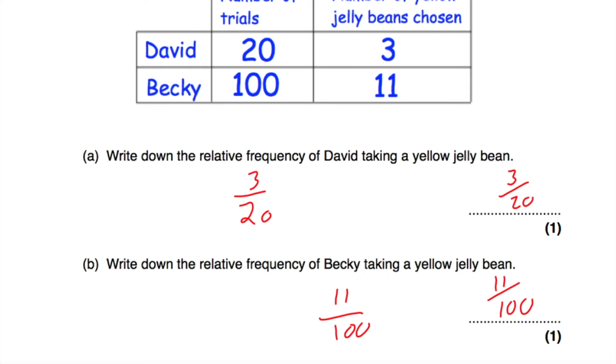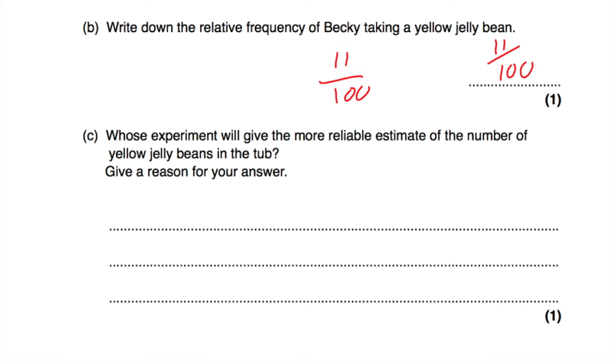And that's it. And then if we go on down, part C says, whose experiment will give a more reliable estimate of the number of yellow jelly beans in the tub? Give a reason for your answer. So this is a bit similar to the last part of the last question. So this is quite common in relative frequency questions where you're asked whose results would give you a better estimate. And it's going to be the one who does the experiment on more occasions. So who did it more often?